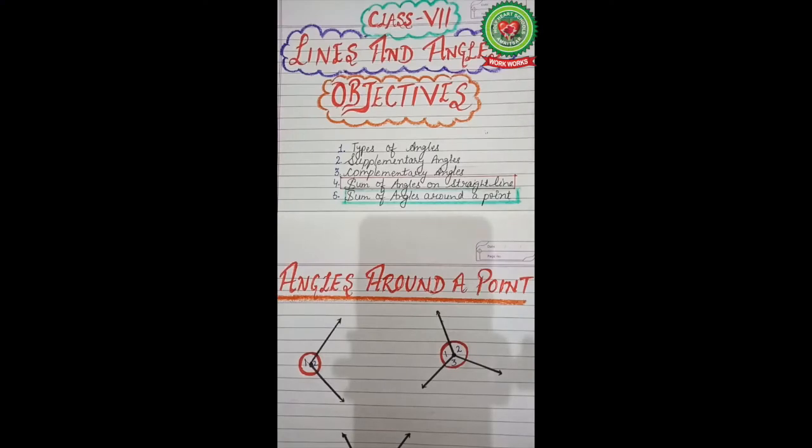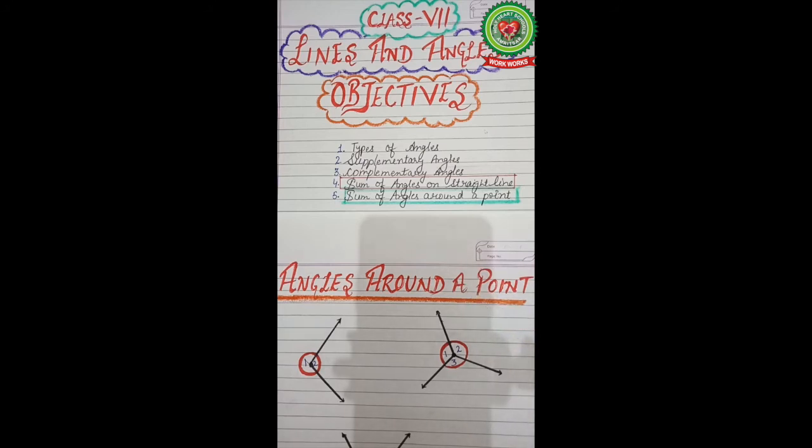Dear students, in this chapter Lines and Angles, we have already learnt about types of angles, supplementary angles, complementary angles, and in your previous discussion, you have learnt about the sum of all angles on a straight line. So now your new topic is the sum of angles around a point. Today we will learn how to find the missing angle around a point, right?